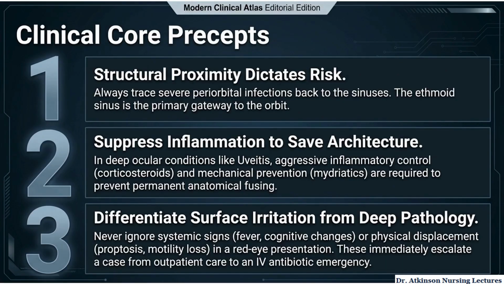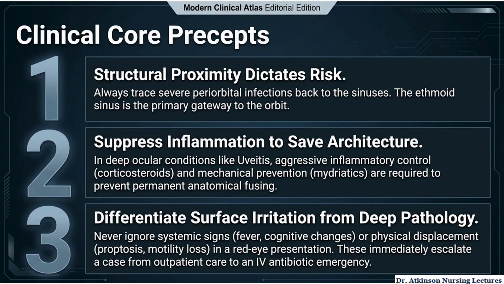3 core precepts to close this lecture, principles that apply across all 4 conditions. Structural proximity dictates risk. Always trace severe periorbital infections back to the sinuses. The ethmoid sinus is the primary gateway to the orbit. A patient with orbital cellulitis almost certainly has sinusitis you haven't addressed yet. ENT is your partner in these cases.